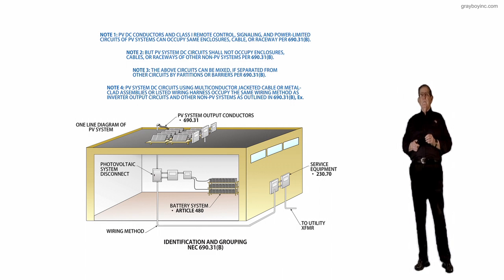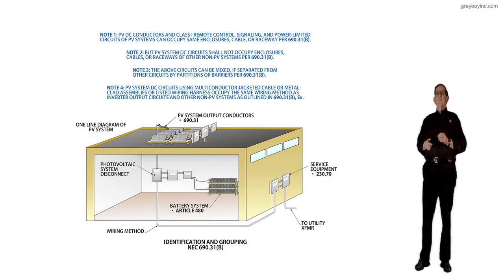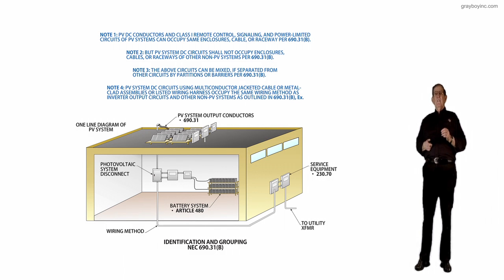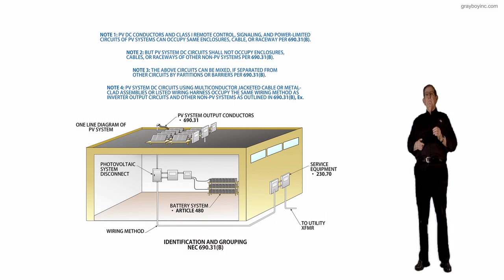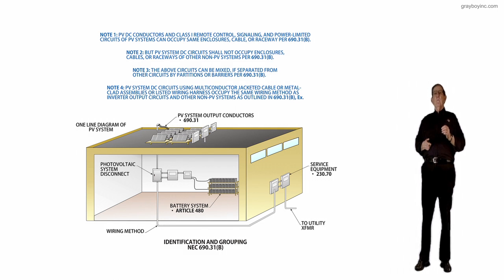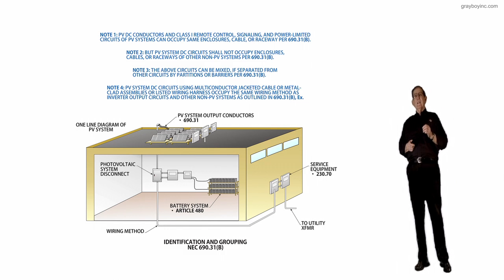Now note 2 says, but PV systems DC circuits shall not occupy enclosures, cables, or raceways of other non-PV systems as required in 690.31(B). Note 3 states the above circuits can be mixed if separated from other circuits by partitions or barriers that are outlined in 690.31(B).